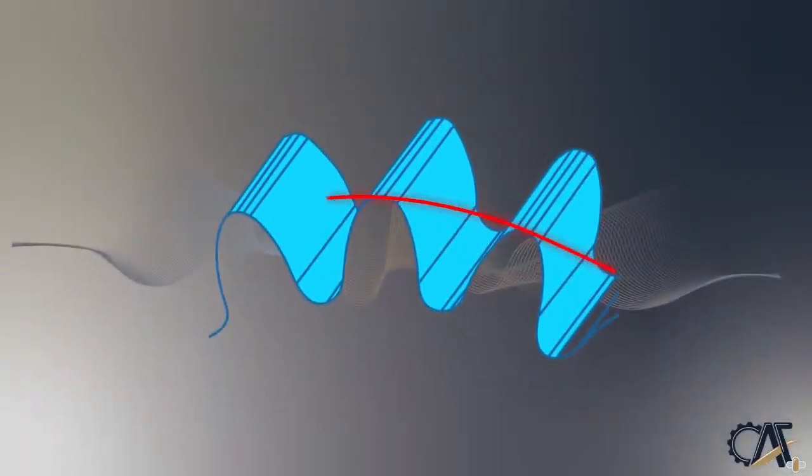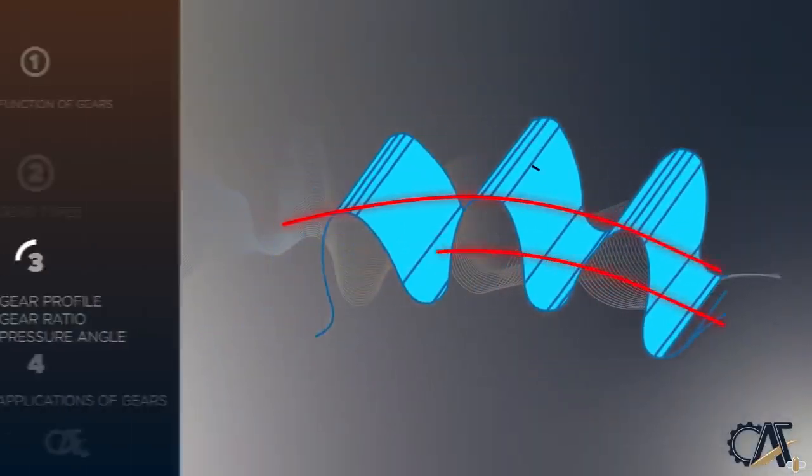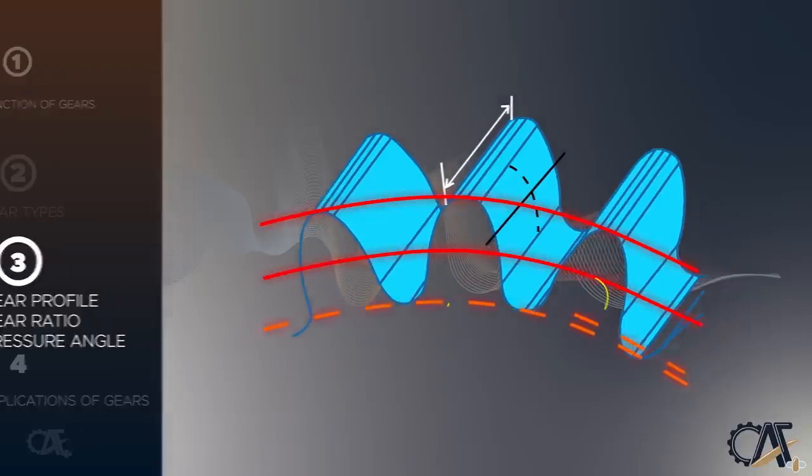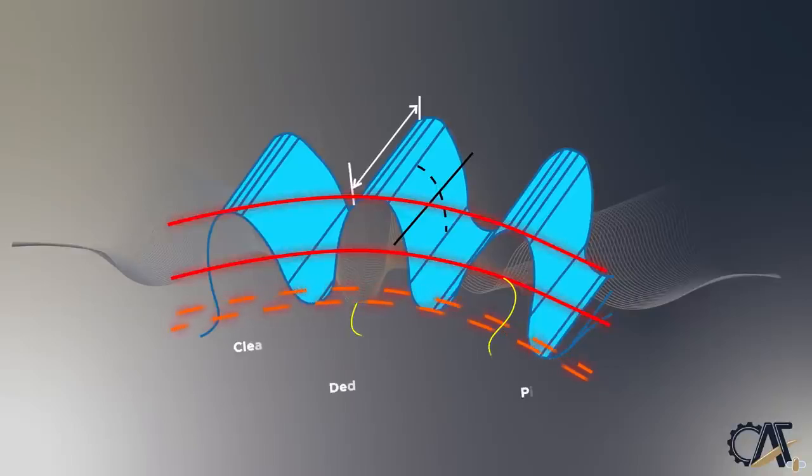As gear design is a wide area on its own, we will only cover three important topics in this section briefly. We will start with the gear profile and continue with the gear ratio and gear pressure angle in the next sections. One of the fundamentals of gear design is the profile of the gear tooth.